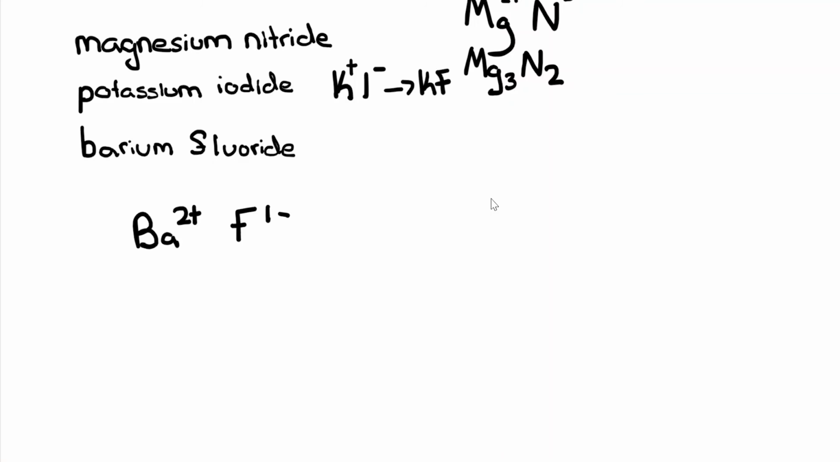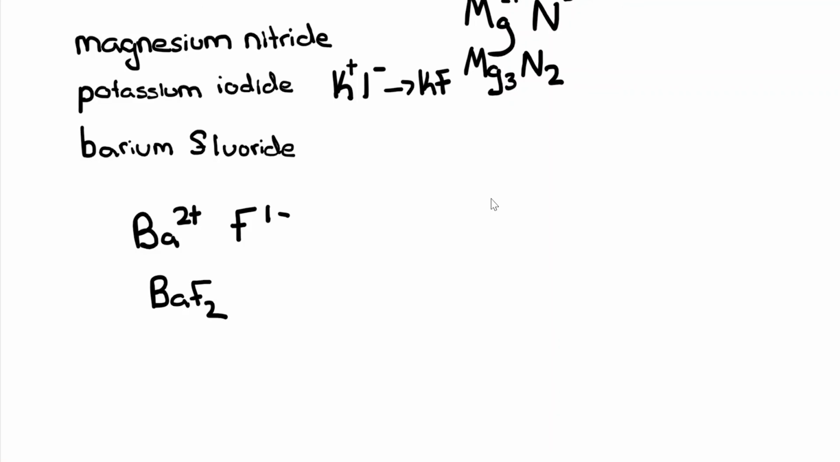Alright, so in what way can we combine these elements so that the overall charge is 0? Right, so you have 2 plus and you have a 1 minus. You need a 2 minus for the 2 plus and the negative charges to cancel out. So if you get 2 fluorines, it's going to balance out with the barium's 2 plus. So what you're going to do is BaF2.